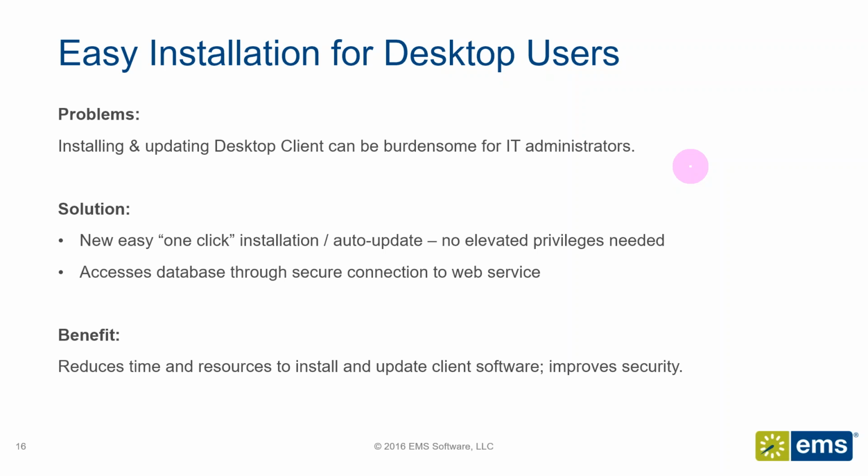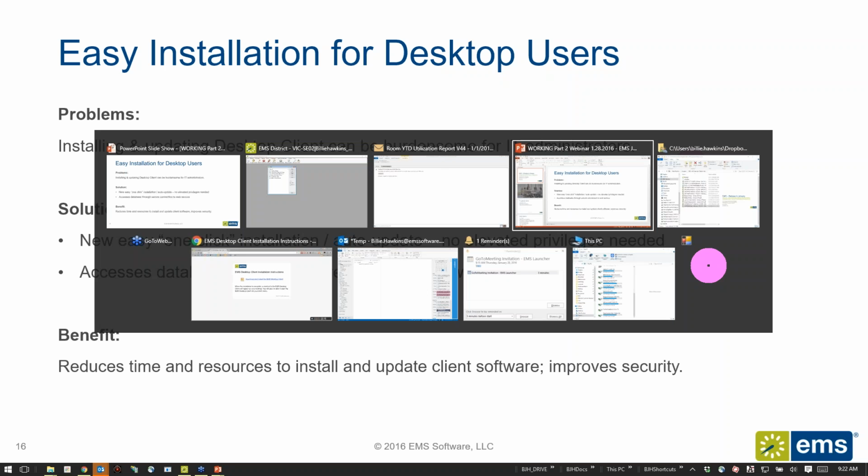So to solve for that, we've done a one-click installation with an automatic update type installer. What this means is that your end users will silently be updated as your IT teams update one version of the software. The benefit, of course, is that it reduces time and resources for your IT or administrative staff to walk around and make sure everybody's on the same version of the EMS desktop client. How do we do that? I'll give you an example.